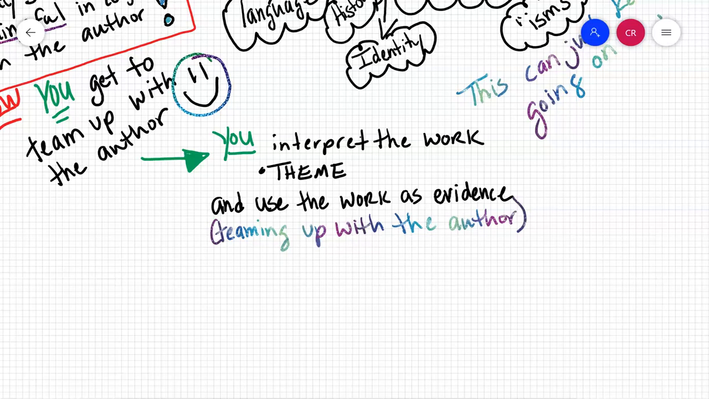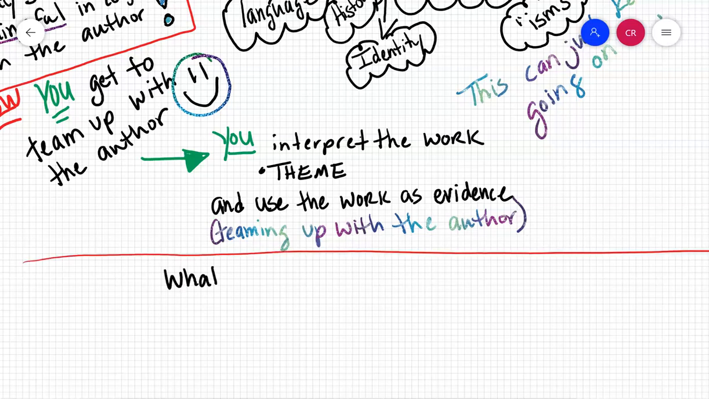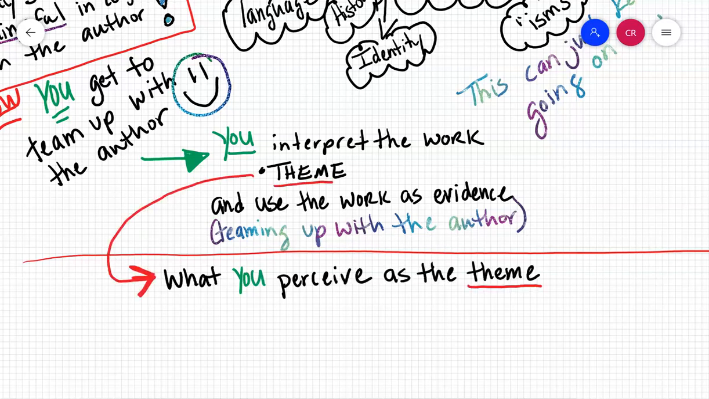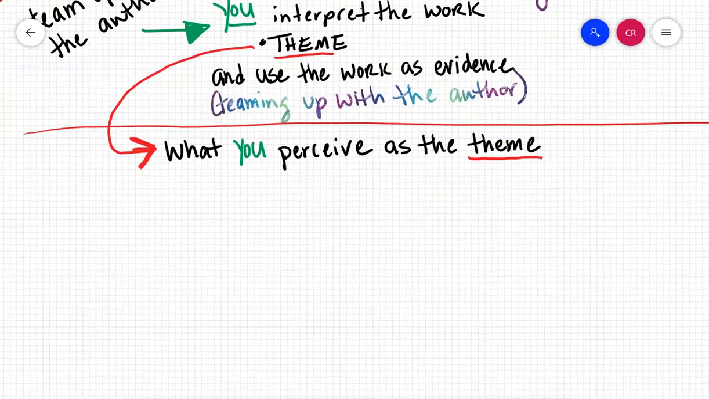The author has written something, you have interpreted it. You're then to work with the author to come up with your idea and then to put it down on paper. And that is exactly what literary analysis is. What you perceive as the theme. Once again, this idea of theme is very important. So you're working with the author.